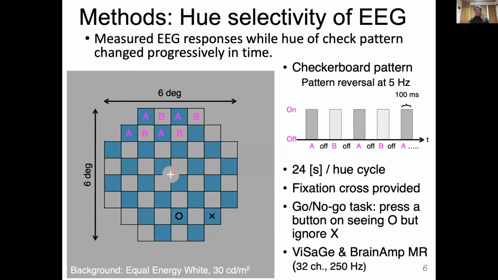The subject was fixating at the center of the screen on a fixation cross, and meanwhile was conducting a go/no-go task. Either a circle or cross symbol was presented randomly in the area of the visual stimulus, and the subject was asked to pay attention uniformly across this stimulus area, and to press a button when they found a circle symbol, but not press when they found a cross symbol. To present the visual stimulus we used the Visage system, and brain activity was recorded by a BrainAmp EEG system.